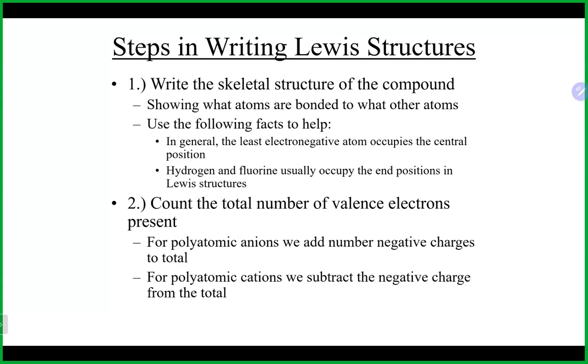Now, if somebody has a negative charge, we want to add that number to the total because they gained electrons. If somebody has a positive charge, that means that they have lost electrons, and we should subtract that from the total. So if something has a charge, you do need to adjust the overall count. Otherwise, you will end up with too many electrons or not enough electrons in that particular case.